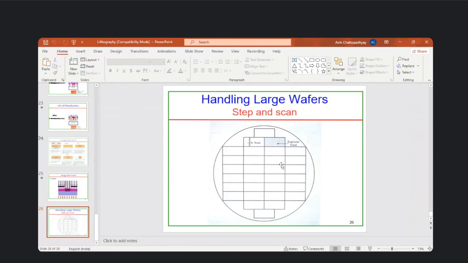Now a term comes here called yield, YIELD. Yield means, out of so many dies, the number of dies that are good or fit to be used or to be converted as chips, that is called a yield.